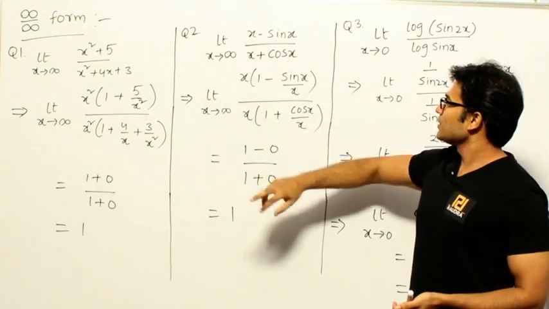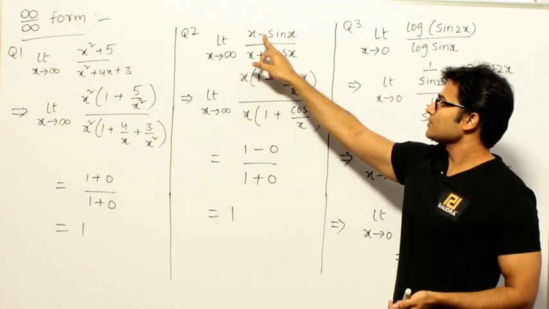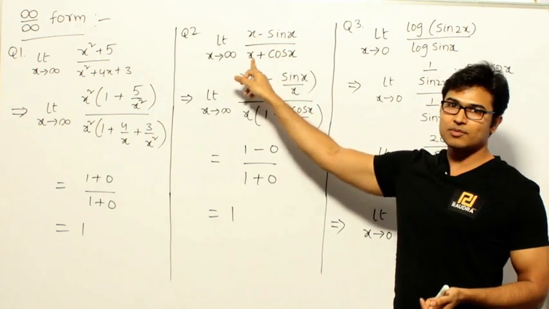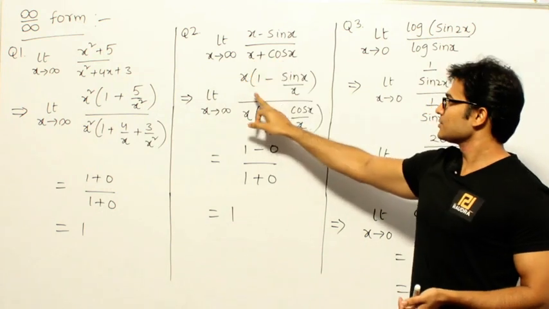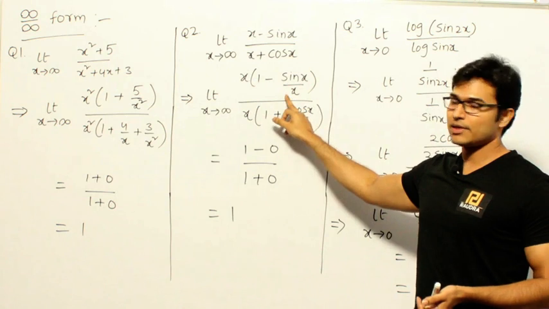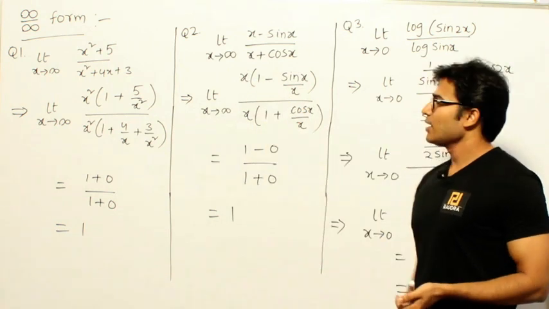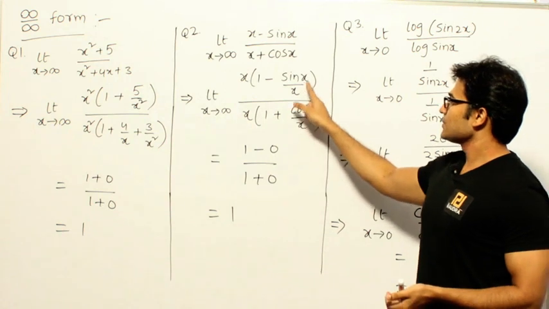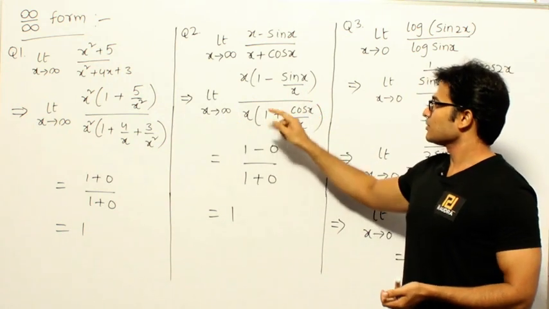Now if I try that, see this, if I pull out x as common, I am going to get x into (1 minus sin x by x), and in the denominator, if I pull out x as common, I am going to get x into (1 plus cos x by x). I will cancel out the terms x, and now if you observe this, sin x by x is there, and I am going to substitute infinity there, right?